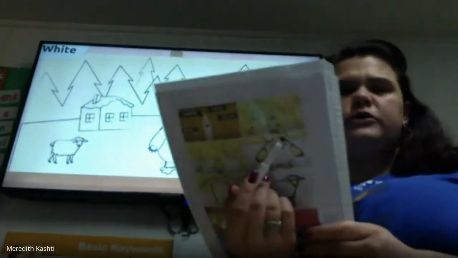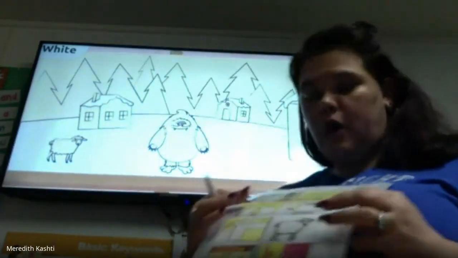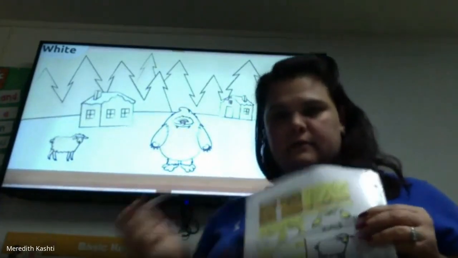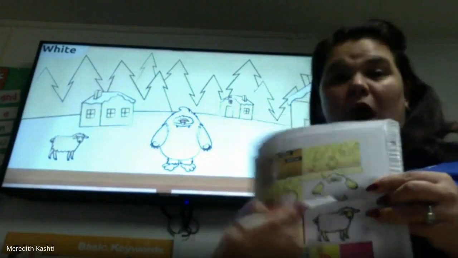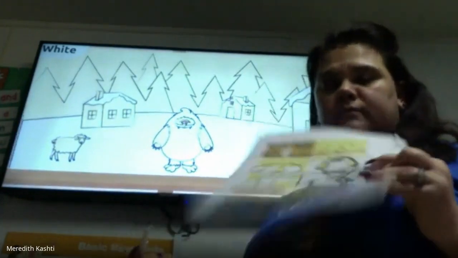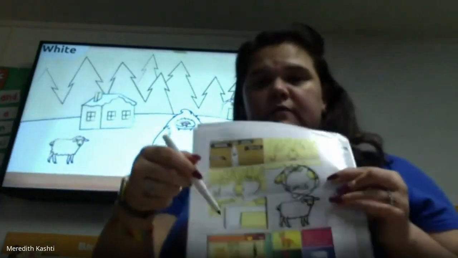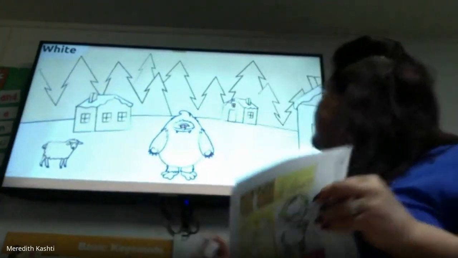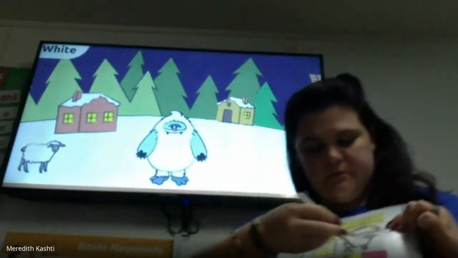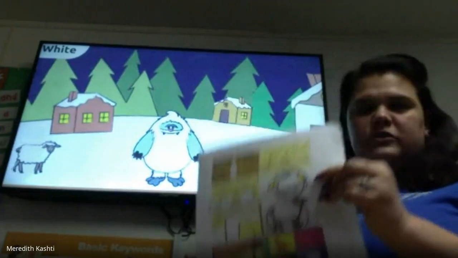So what in our picture can we color white? We can color the snow white, right here. We can color the Yeti white. The wall of the house white. So white and cute. And the sheep white. Very pretty. We did an amazing job. Good job.